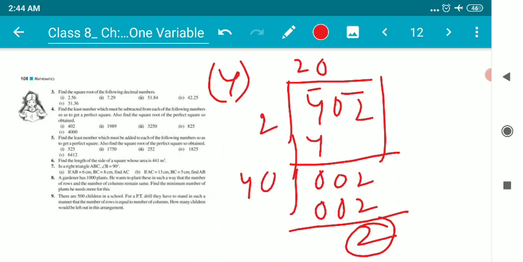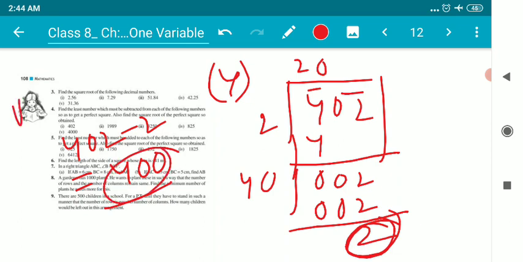2 as a remainder. So children, this 2 should be subtracted from 402 to get a perfect square. I got 400 after subtracting 2 from 402. So children, root over 400 is equal to 20, which is a perfect square number. So I believe it's clear to everyone.